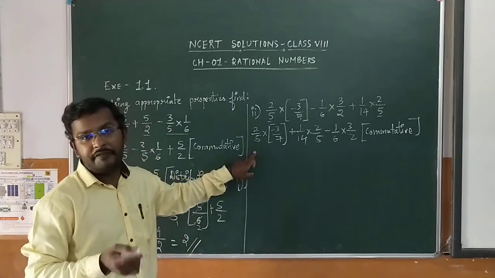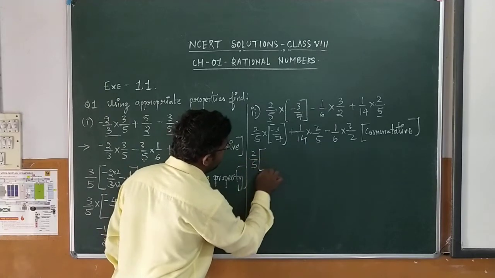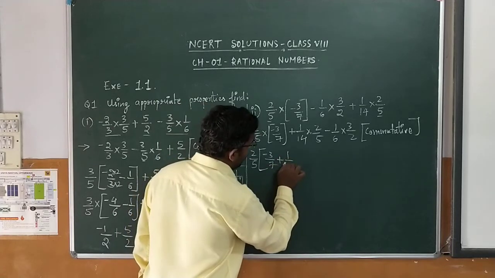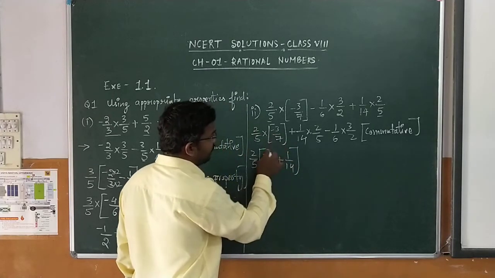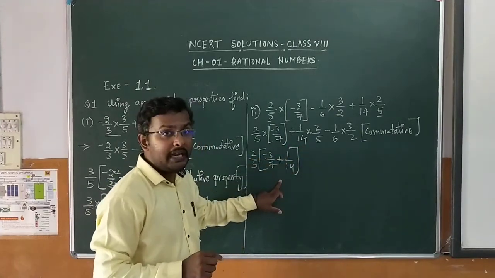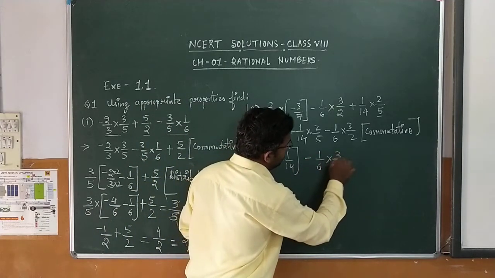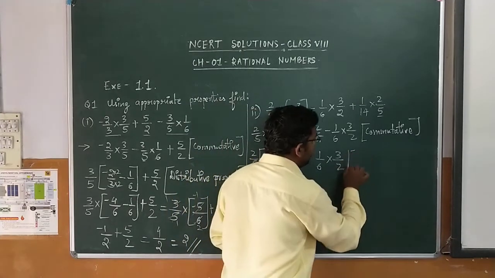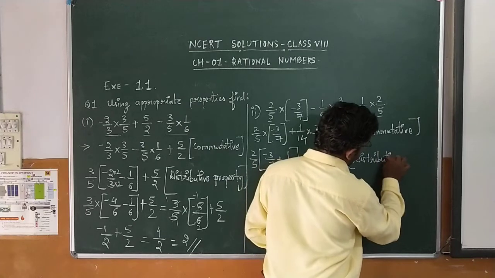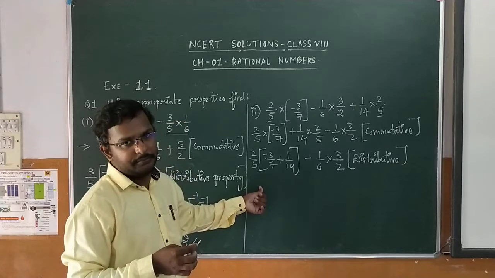Okay, so now we already know 2 by 5 is common. So take that 2 by 5 outside using distributive property. If you take 2 by 5 outside from here, what is left out? Minus 3 by 7 plus 1 by 14. From the first term minus 3 by 7 is left out, and from the next term 1 by 14 is left out, minus 1 by 6 into 3 by 2. So this is by distributive property. Using distributive property we take out the common term, that is 2 by 5.